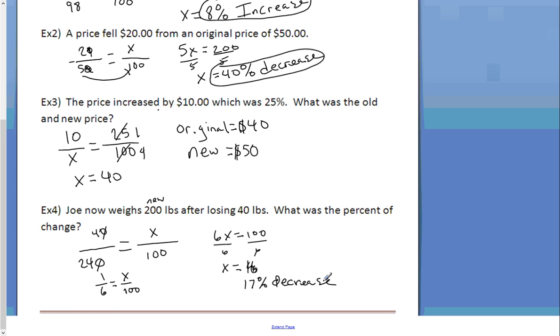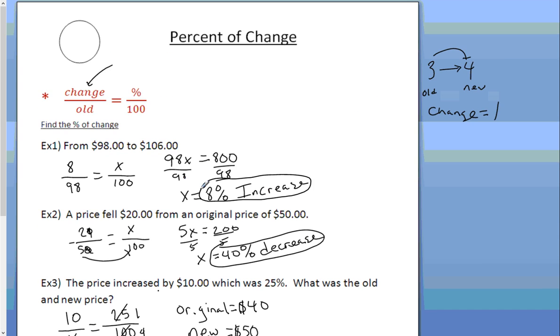All right? So that's percent of change. Most important thing to remember here is that formula. Most important thing in that formula is remember that the change goes at the top. All right? Good luck with the assignment.